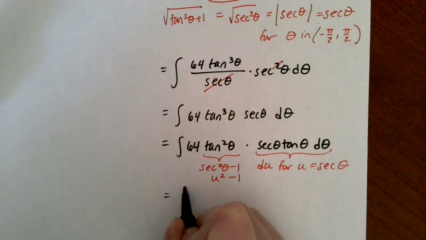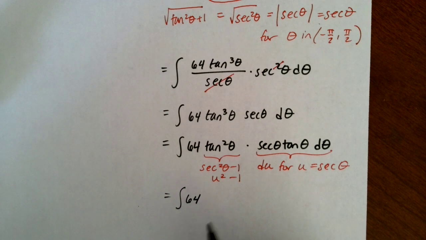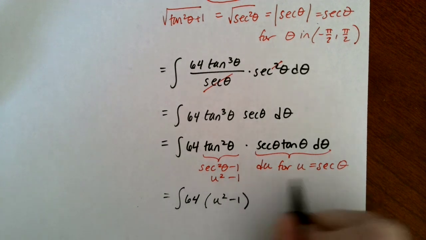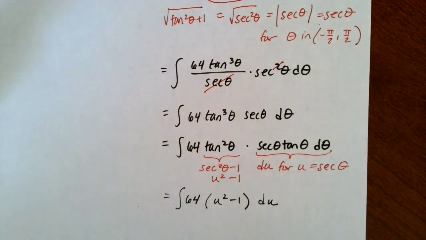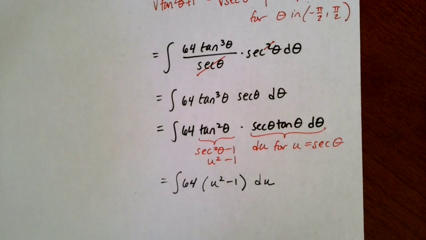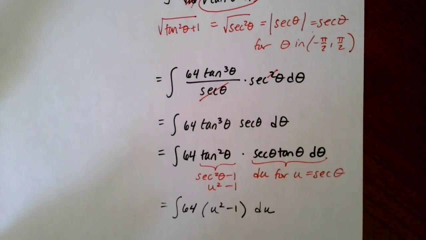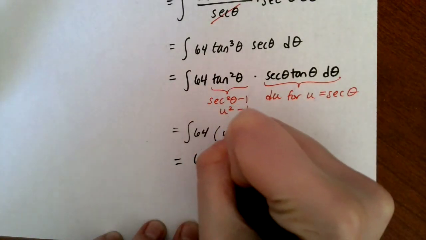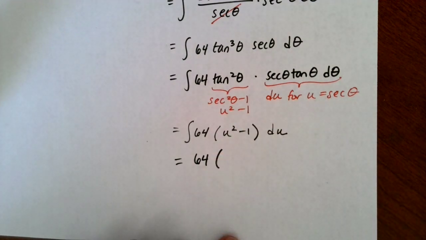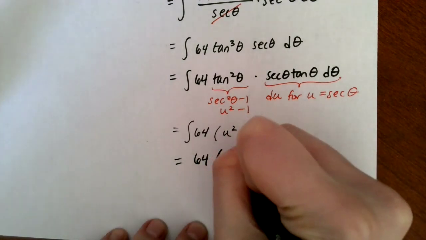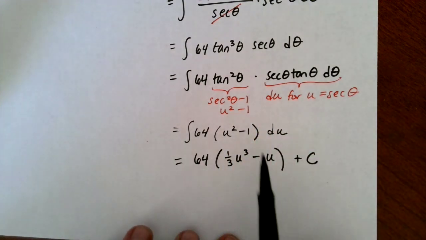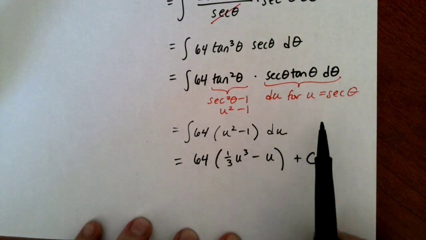So altogether, 64 is still there. And then I have u squared minus 1, that's the tan squared, and then the whole rest of it is du. I can distribute the 64, or I can just carry it down into my answer. Either way should be fine. Why don't we leave it on the outside for this one? U squared and minus 1 are going to be reverse power rule. And then I'm going to take these u's and replace them with secant theta.